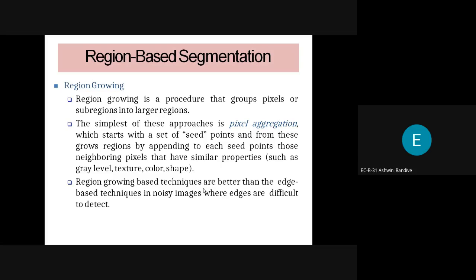And one more condition for this region based segmentation is that there should not be any overlapping.